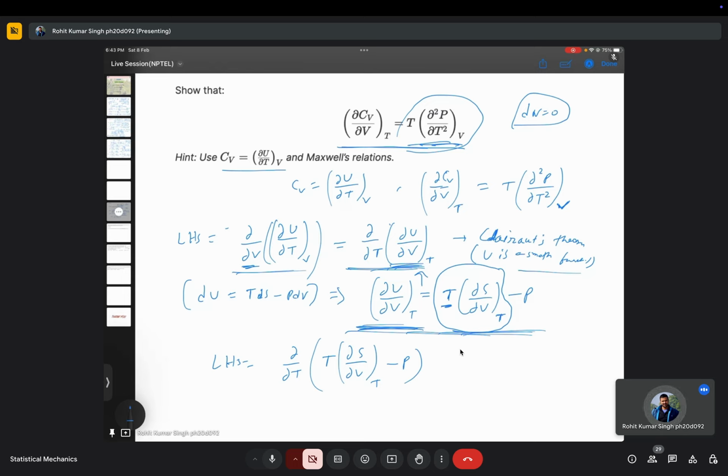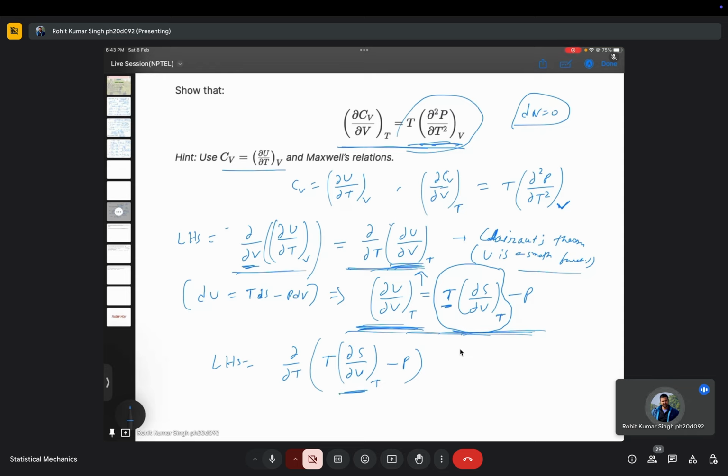Let me know if you don't understand anything. Now, okay, now we have something where we can use the Maxwell relation. So let's go to our Maxwell relations.